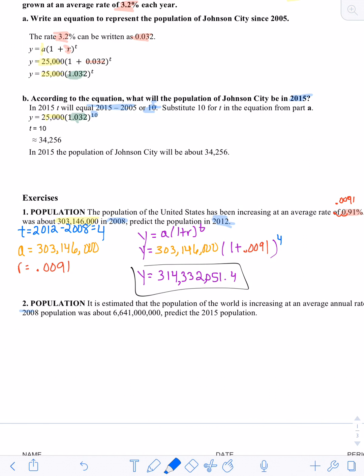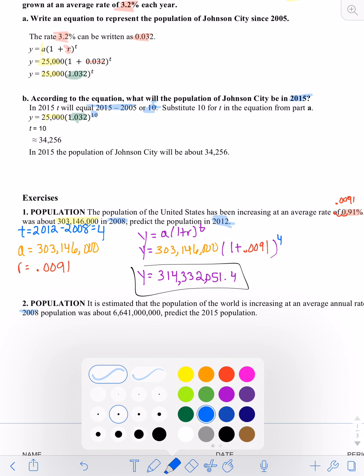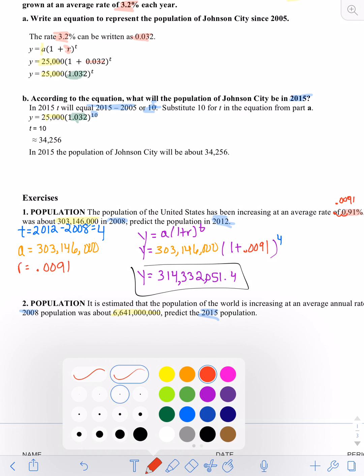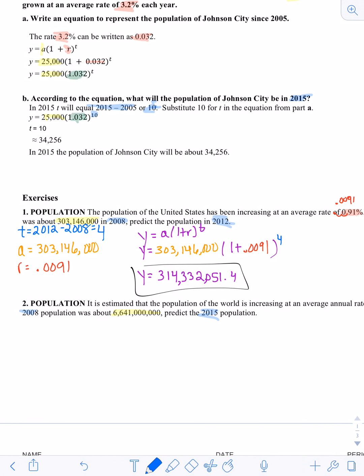If in 2008 the population was about 6 billion, I'm going to highlight that because that's my initial value. It says predicted for 2015. I'm going to highlight this in blue because that has to do with time. All right, so we're going to start with time first.